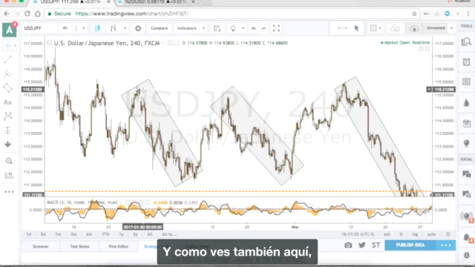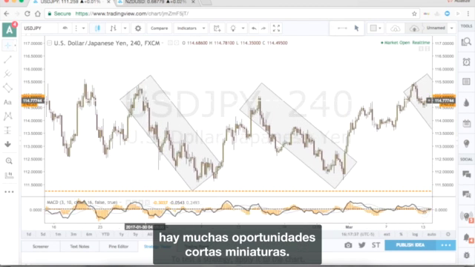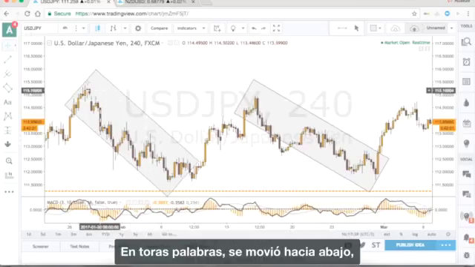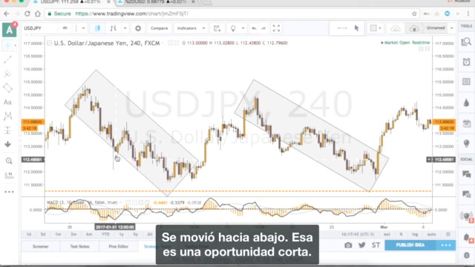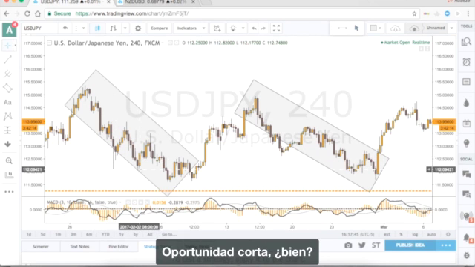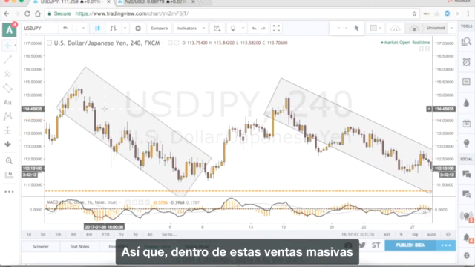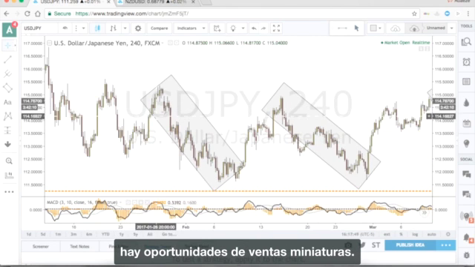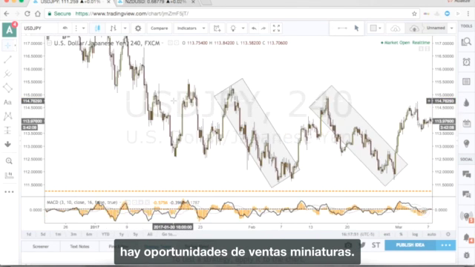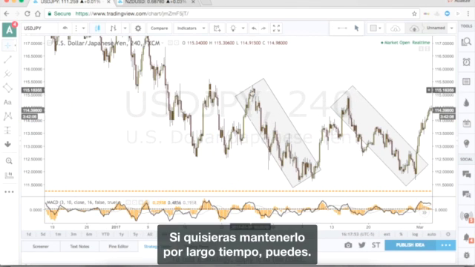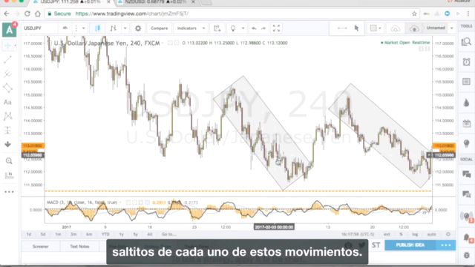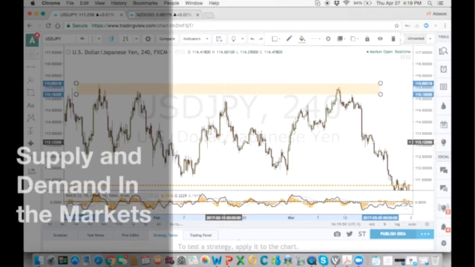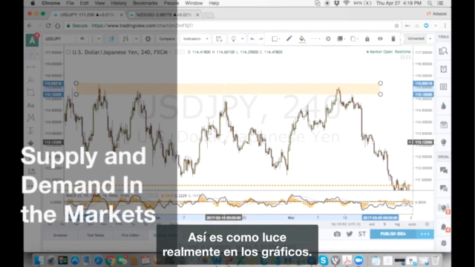And as you see in this as well, there's lots of miniature short opportunities. In other words, it moved down, kind of went up a little bit, moved down. That's a short opportunity. Here's another one, short opportunity. Okay. So within these massive sells are miniature sell opportunities. All right. So if you wanted to hold it for a long time, you could. Otherwise, you could get some quick little pops out of each one of these moves. So here's what it looks like actually on the charts.